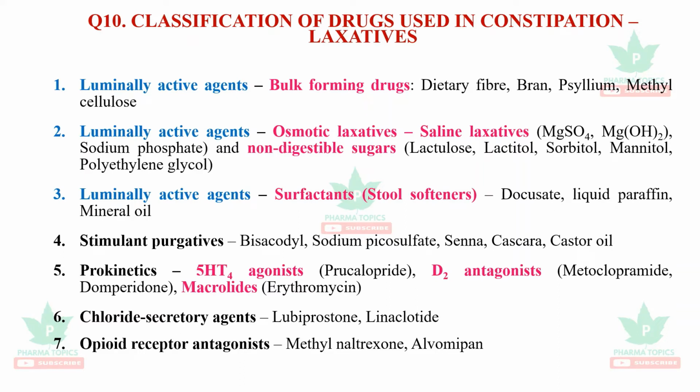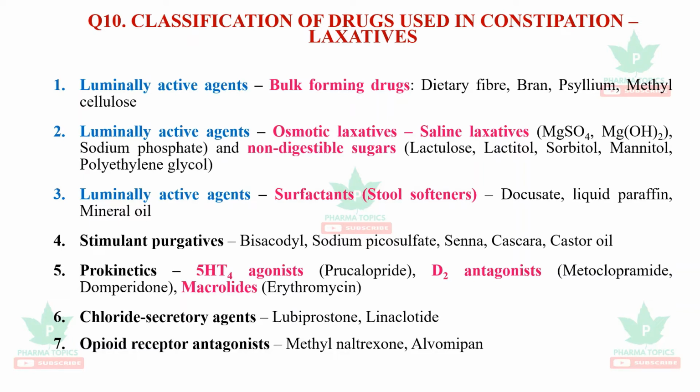Luminally active agents which are osmotic laxatives, such as saline laxatives, magnesium sulfate, magnesium hydroxide, sodium phosphate, and non-digestible sugars such as lactulose, lactitol, sorbitol, mannitol. And luminally active agents which are surfactants, called stool softeners. They are docusate, liquid paraffin, and mineral oil. And stimulant purgatives, which are bisacodyl, sodium picosulfate, senna, cascara, and castor oil.